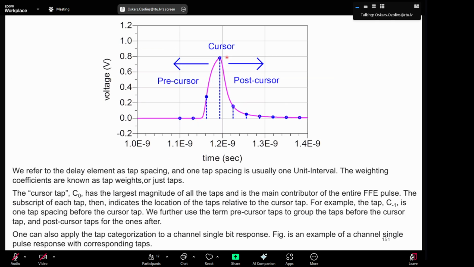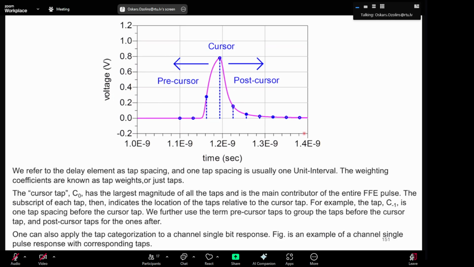So C0, which is the cursor tap, has the largest magnitude. So this is your C0, and then you have a -1, and then here you define whether you look at precursor or postcursor. The biggest problem usually is with the postcursor, and the number of these taps in the time domain, the number of those postcursors, just requires how many taps you need to get rid of this tail.